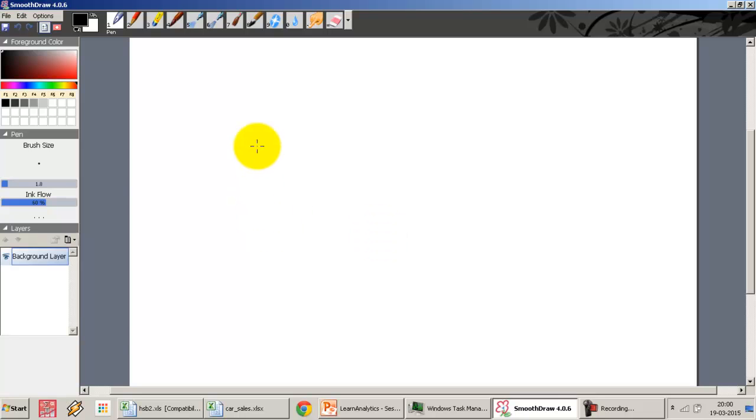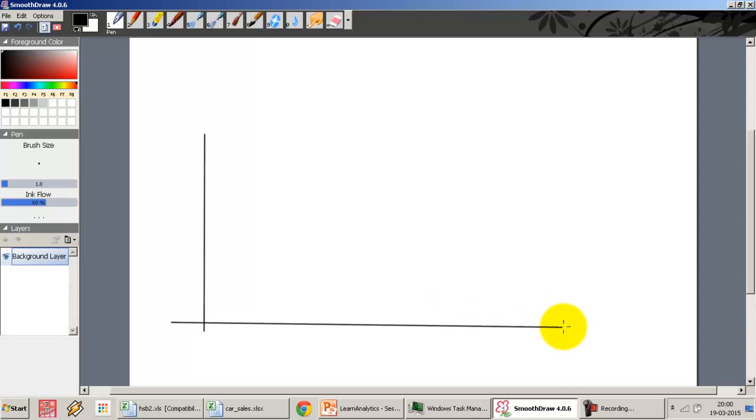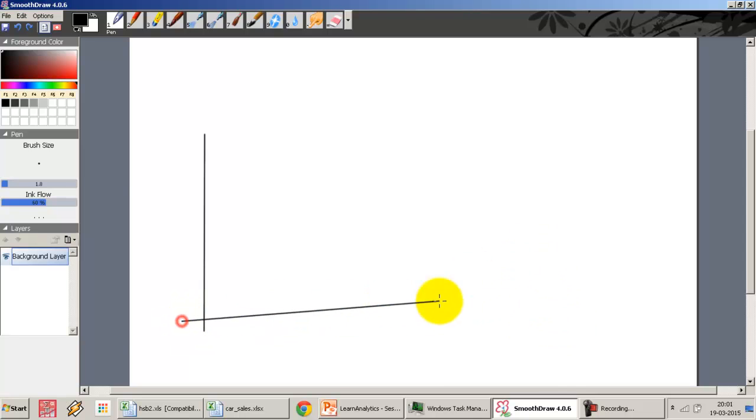So let's see, I have my data set. Sorry. So again, I'll just make a scatter diagram.